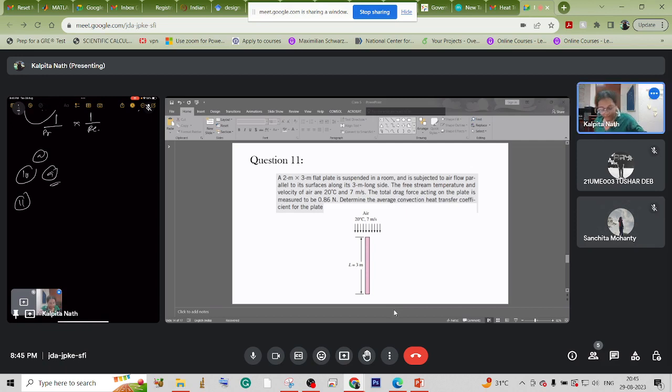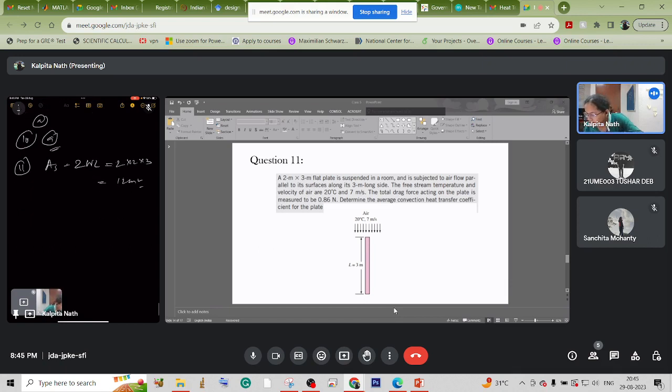Let me solve it for you. First, the surface area will be 2 into W L, as I've already said. It is 2 into 2 into 3, that is 12 meter square. The flow is along the 3 meter side of the plate, and both sides of the plate are exposed to airflow. That is, x we will take as 3 meter.